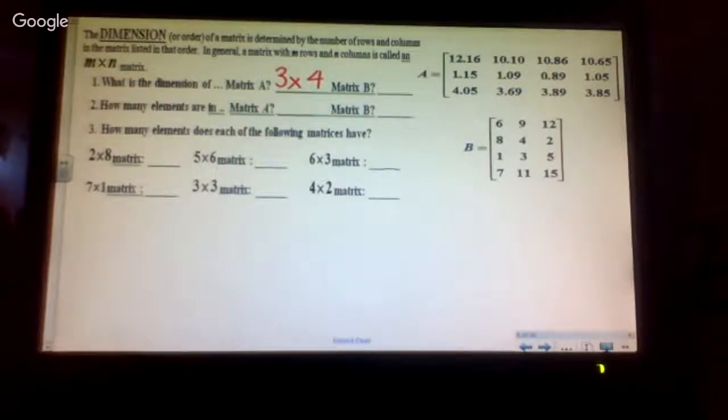It's a 3 by 4 matrix. I threw the matrices up there from the previous page, so you didn't have to keep flipping back. Okay. Matrix B. It's a 4 by 3. It's a 4 by 3 matrix.